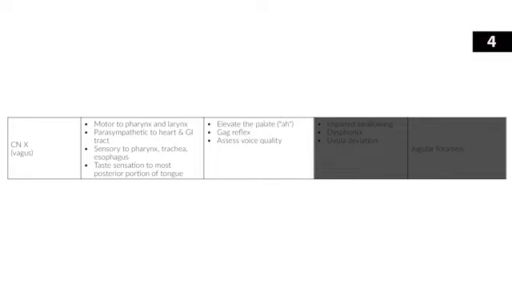Now, testing the vagus nerve usually involves having the patient elevate the palate by saying ah. But you can also check the gag reflex, and you can listen to the voice quality. That's going to tell you if the laryngeal muscles are working properly.